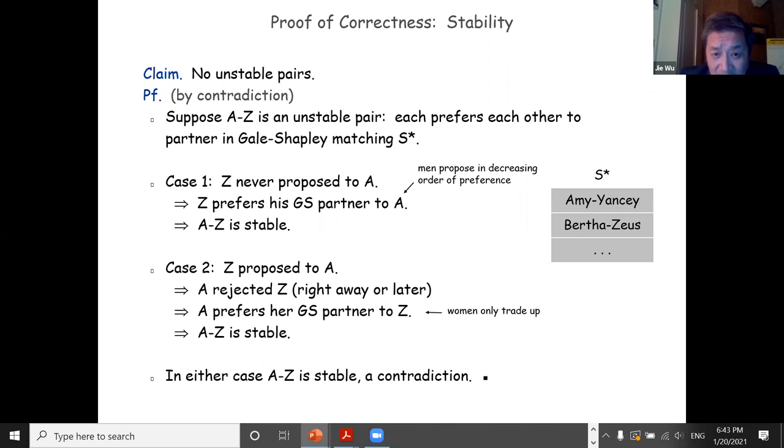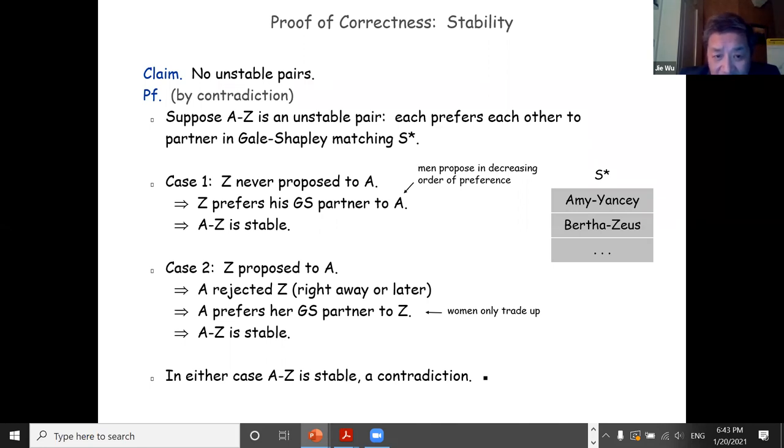Suppose Z never proposed to A. Never proposed to A means what? Boys always propose to their favorite girl first, right? So that means Z prefers his current partner to A, which should be a stable one, right? I mean, the current partner is better than A. So this is a contradiction, since men propose in decreasing order.